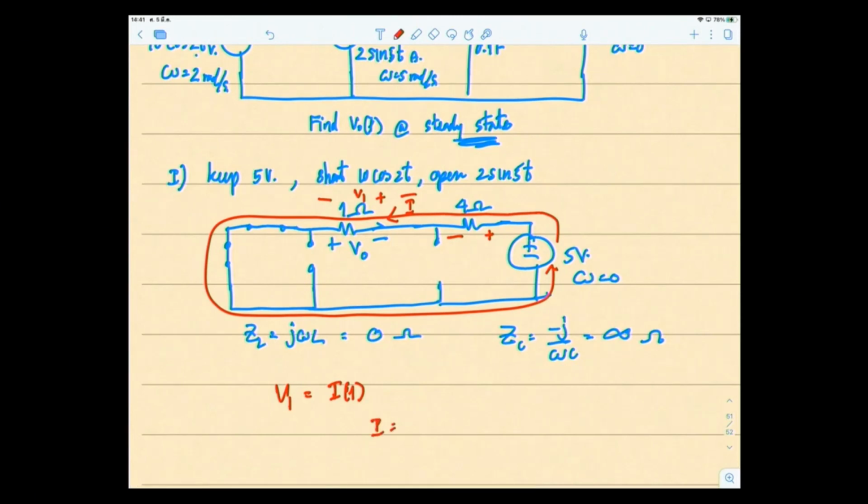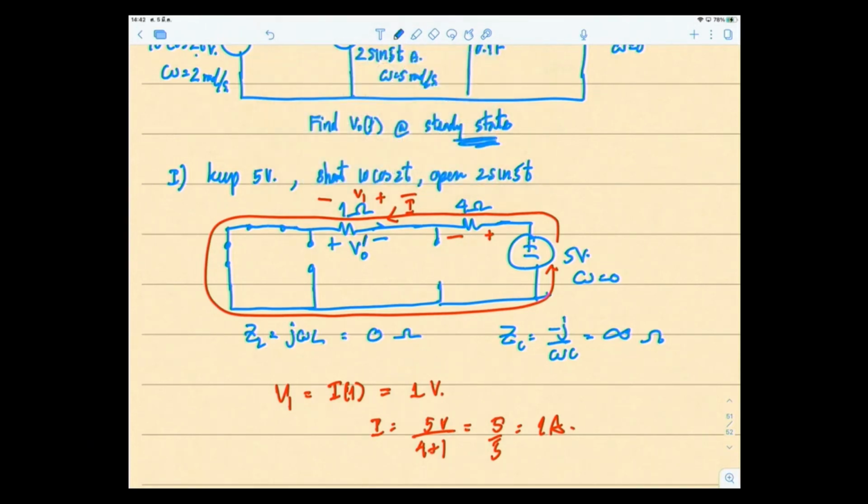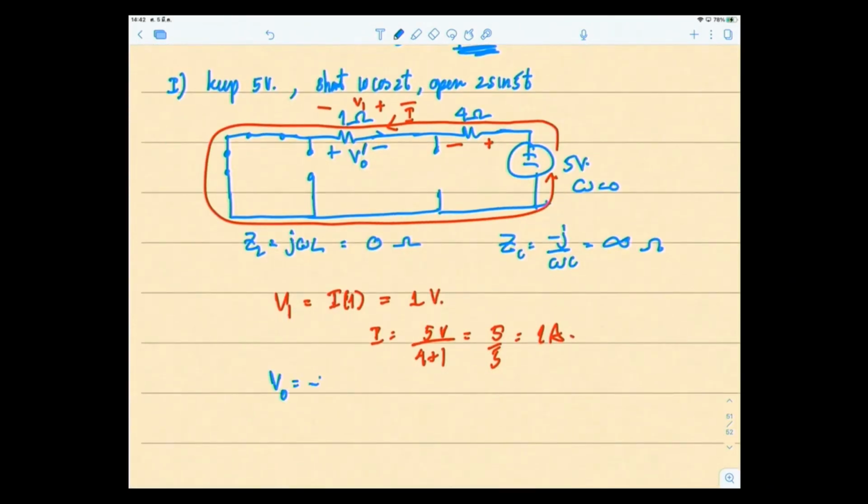What's I? My current I is simply 5 volt divided by 4 plus 1, which is 5 over 5 equal to 1 amp. So therefore V1 is equal to 1 volt. But the answer I want is V out prime, which has the opposite polarity as V1. So my V out is equal to minus V1, equal to minus 1 volt. So the first answer: V out is minus 1 based on the 5 volt source alone.